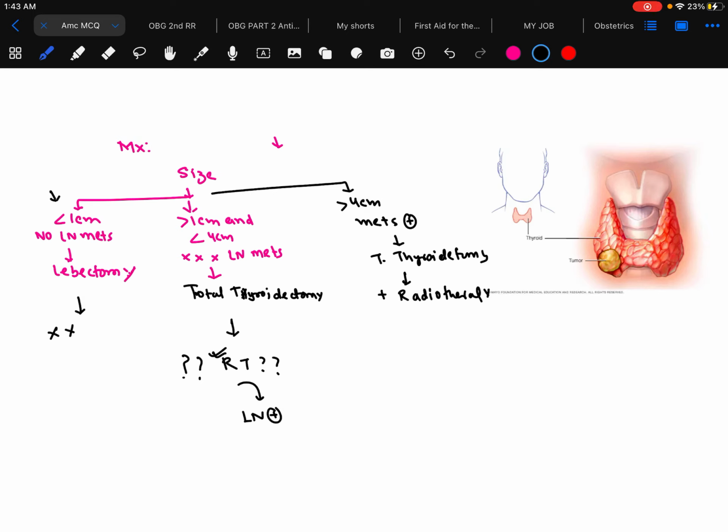But whenever a patient has a malignant thyroid nodule of more than 4 centimeters and metastasis is positive, you will go for total thyroidectomy. After that, you will think about radiotherapy, and you have to consider radiotherapy in this patient. And that is it for your case of malignant thyroid nodule. Please remember this, and that's it.